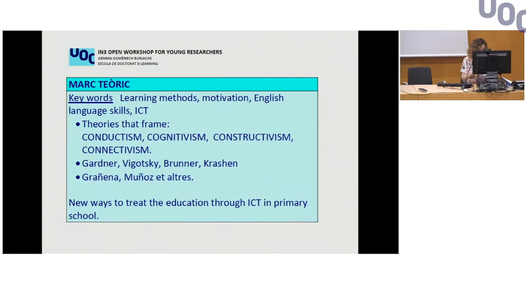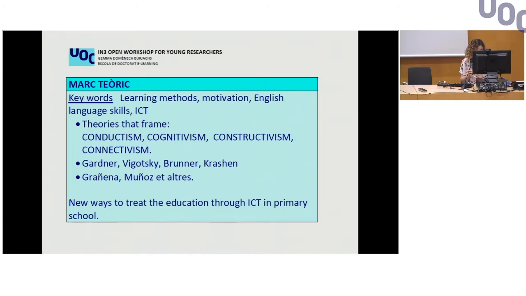The theories that frame this research are behaviorism, cognitivism, constructivism, and connectivism, with Siemens as a main exponent. Siemens says that we have to be connected and we have to use a constructive methodology, because I can add what you have done, adding mine, and we can help others to build over what we have said before. Gardner is another theorist, with the multiple intelligences. Vygotsky, the zone of proximal development. Bruner with the scaffolding topics.